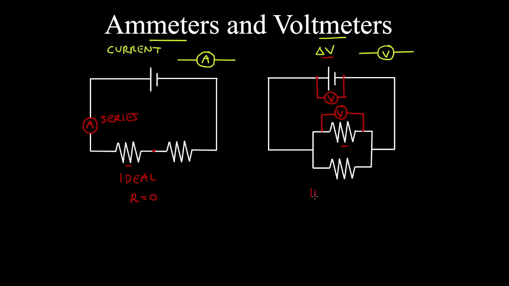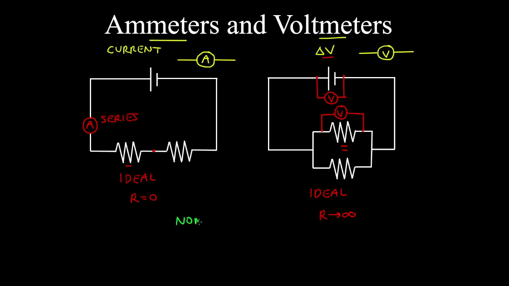And ideal voltmeters have an infinite resistance. So effectively, no charge flows through them. So by putting the voltmeter in parallel with this resistor, we don't create another pathway for the current to flow.